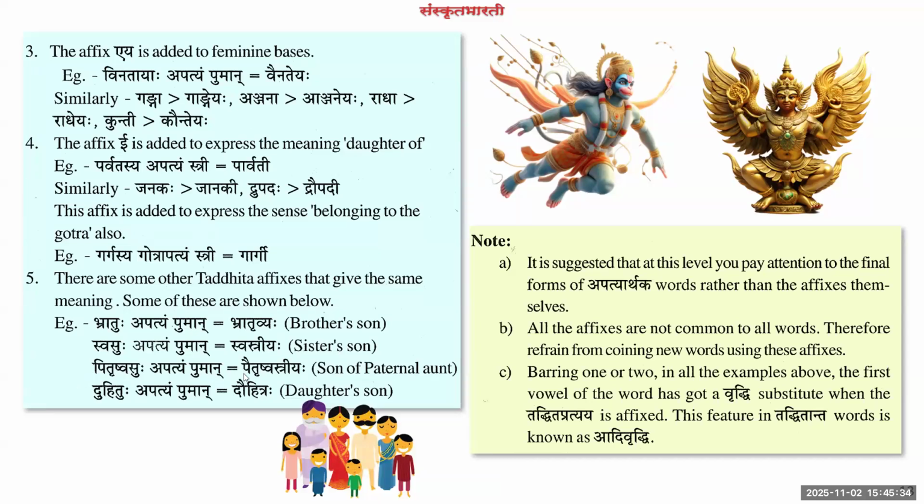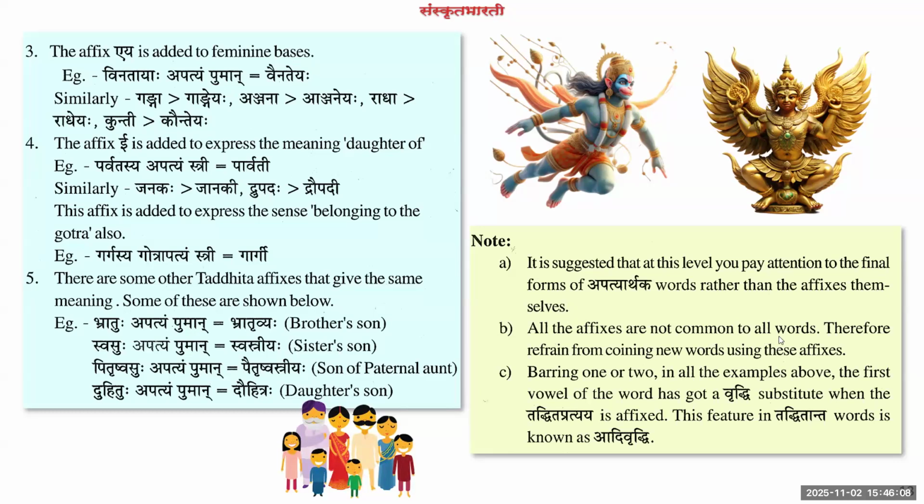Anyway, don't worry. So duhituhu apatyam puman dauhitraha, like this. So note, it is suggested that at this level you pay attention to the final forms of the apatyarthaka words rather than the affixes themselves. They have clearly admitted, look, it is a complex process. So don't get caught up with this a, i, e, like that. Focus on the final form and practice a small database of words of this form and stick to that for now, rather than going to Paninian analysis. That's what they are suggesting.